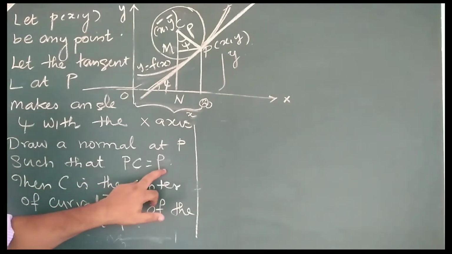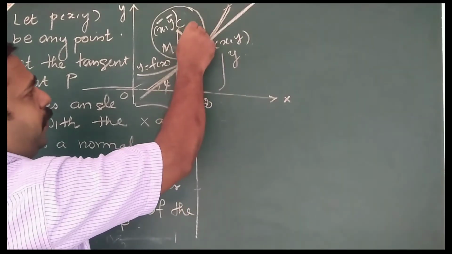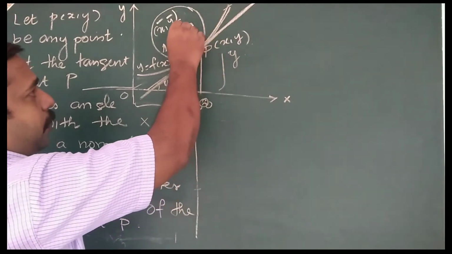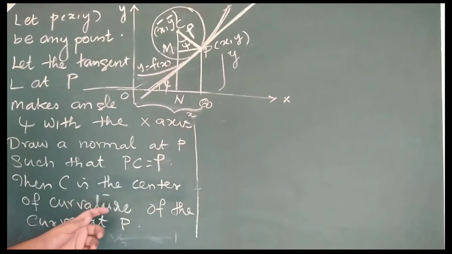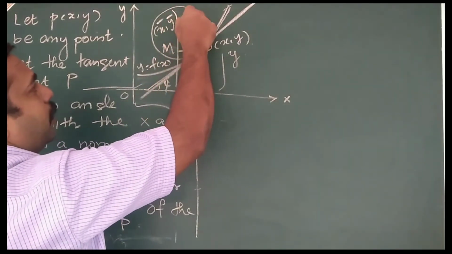Such that PC is equal to rho. So this is the assumption. Take PC equal to rho. So this length is equal to rho. Then C is the center of curvature of the curve at P. So this point is the center of curvature.